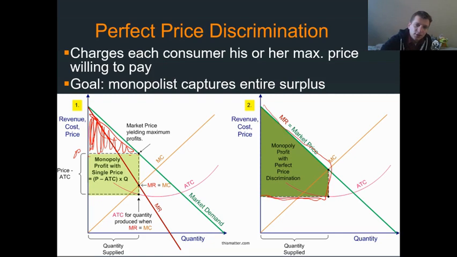This entire trapezoid that I'm outlining here has become monopoly profit because they charge somebody this price. They charge somebody this price, this price, this price, this price, and all the way down until you're at the socially optimal or your break-even price, whichever one came first.